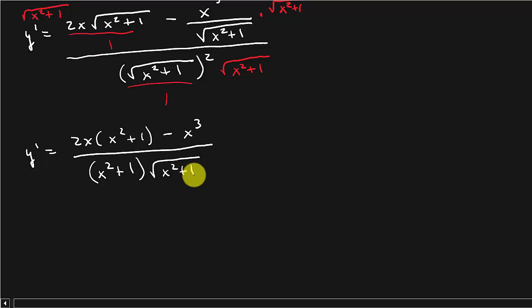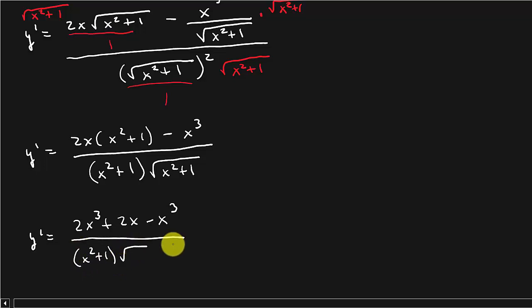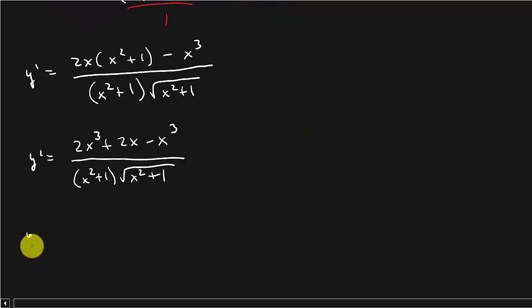All right. And so this gives me y prime is, what is that, 2x cubed plus 2x minus x cubed over x squared plus 1 times the square root of x squared plus 1. And so this is y prime is equal to, that is what, x cubed plus 2x over x squared plus 1 times square root of x squared plus 1.